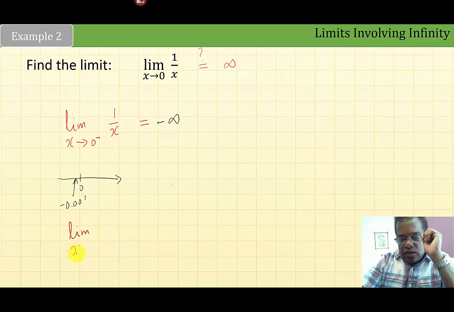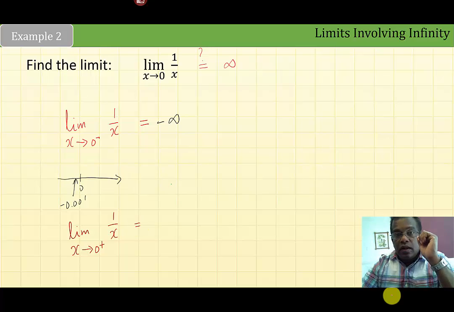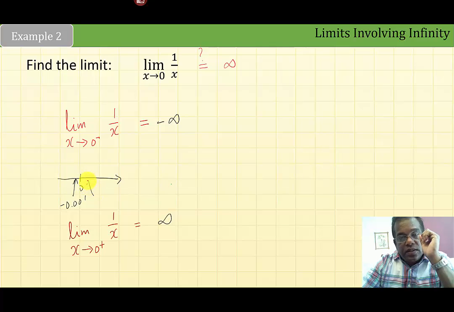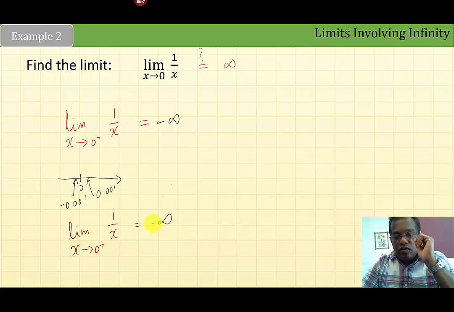as x approaches 0 plus of 1 over x. Again, as x approaches 0, the denominator approaches 0. So 1 over 0 means this approaches infinity. However, when x goes to 0 from the right, you're going to 0 from this side. So you have a number like, say, 0.001, which is a positive number. So your denominator is positive and the numerator is positive. Therefore it approaches positive infinity.